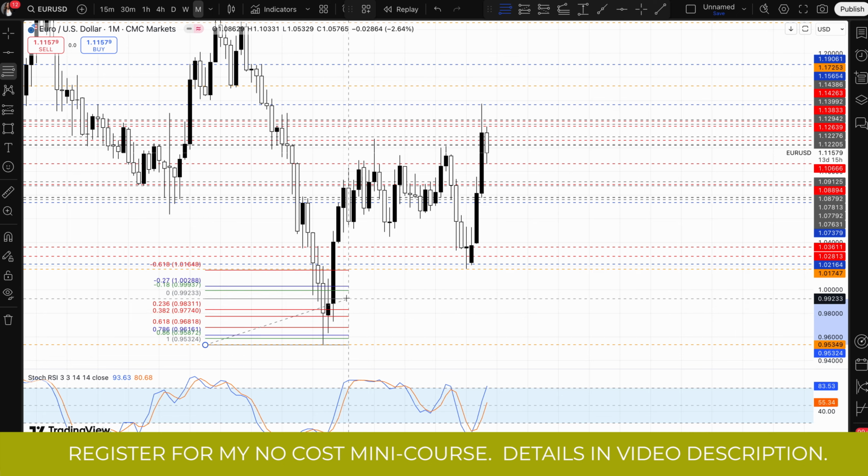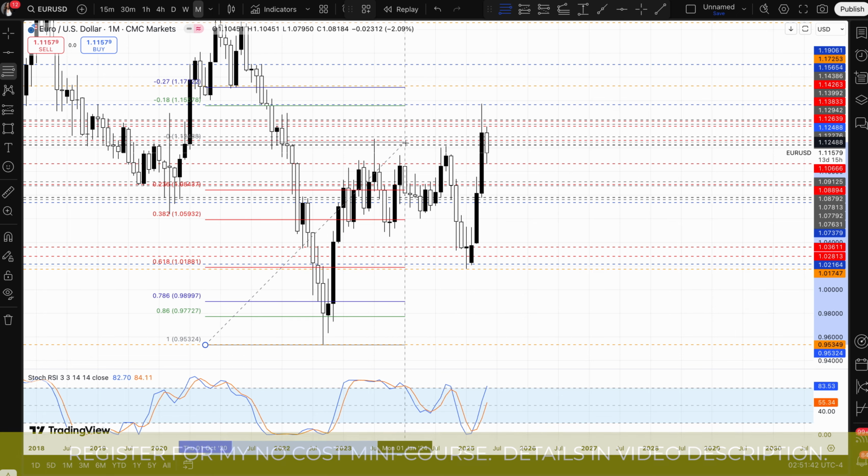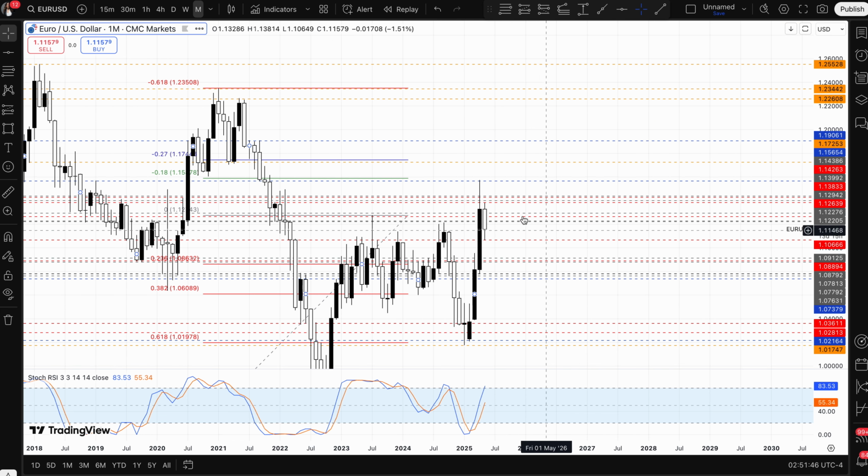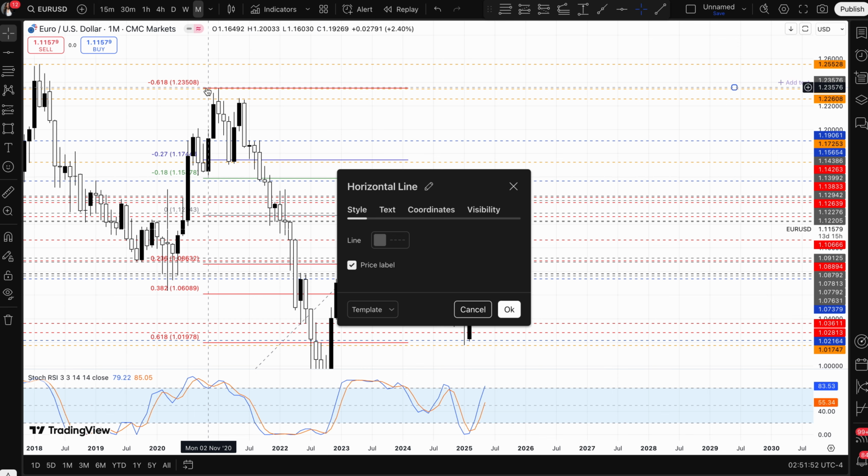If you need help with the fib, go to the no cost mini course, right? Okay, so I'm gonna click from the low to the swing high. My swing high is here. So my take profit on the monthly time frame, based on the pullback that we have, looks to be a 50. I'll double check it.